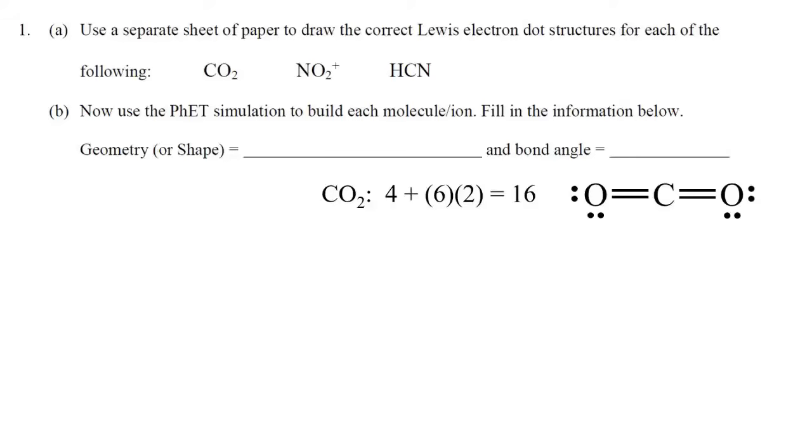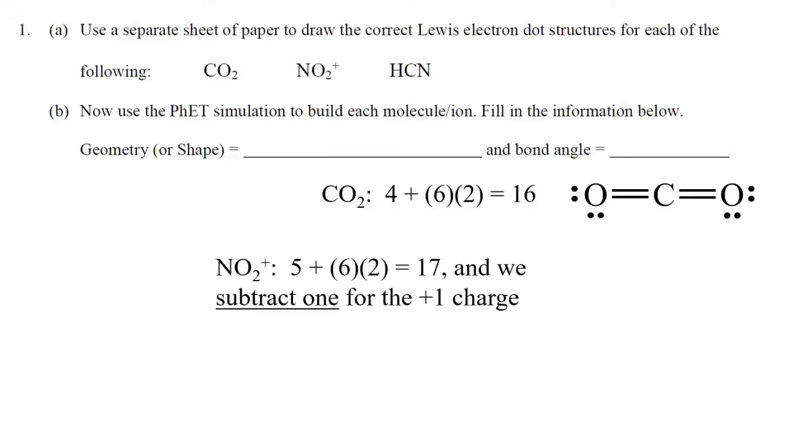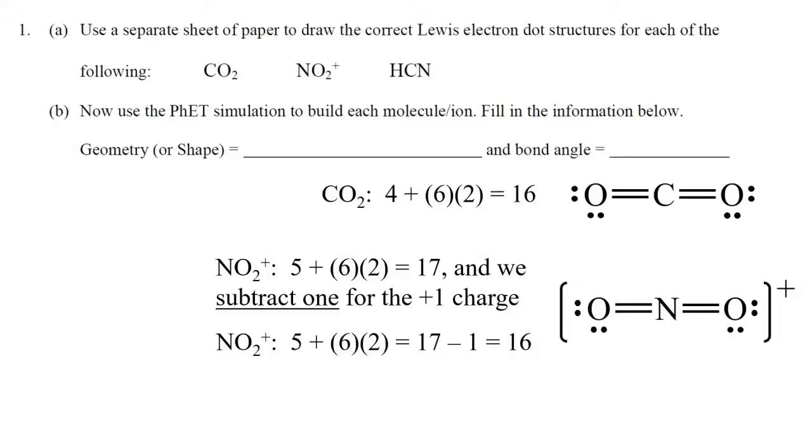For NO2+, it's going to be 5 for nitrogen, 6 for oxygen, times 2, and that would be 17 valence electrons, but then we get to subtract 1 because it is a +1 charge, so it's going to be 16 valence electrons, and that Lewis electron dot structure looks very similar to the CO2 molecule. For HCN, we have only 10 electrons because it's 1 for hydrogen, 4 for carbon, 5 for nitrogen. And we draw a single bond between the carbon and the hydrogen, and a triple bond between the carbon and the nitrogen. Now on to part B.